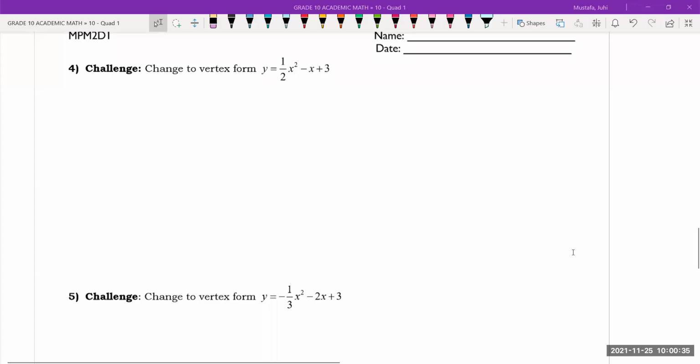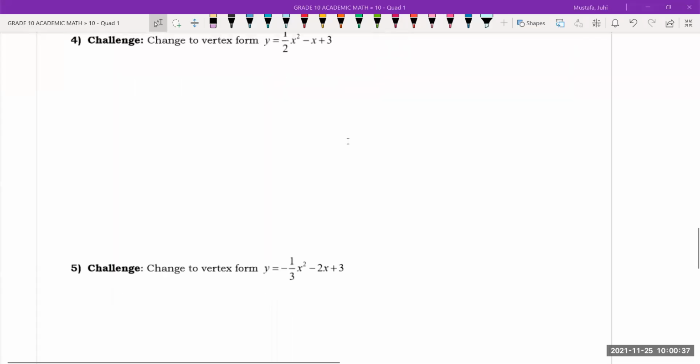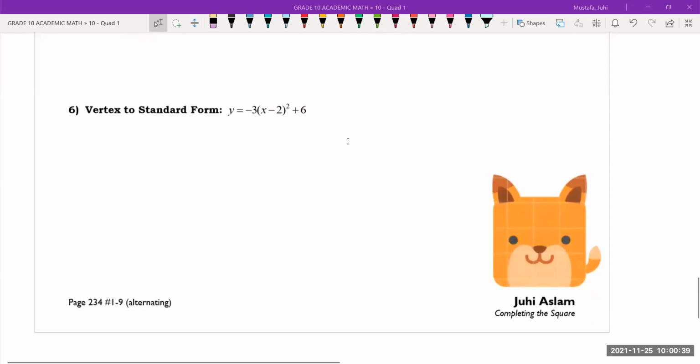For the recording, I'm going to come back to questions 4 and 5. Question 6, however, is not a challenge. We can definitely do this one. So I just wanted to put one example where we're going backwards. We have something in vertex form, and I want to change it back to standard form. Why would I do that? No reason. Standard form is absolutely useless. No, I'm joking. It's not completely useless, but this is an important skill to have.